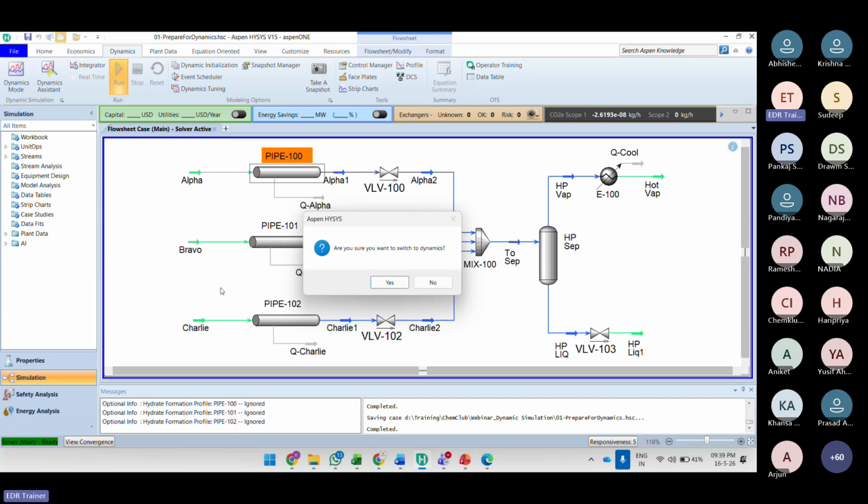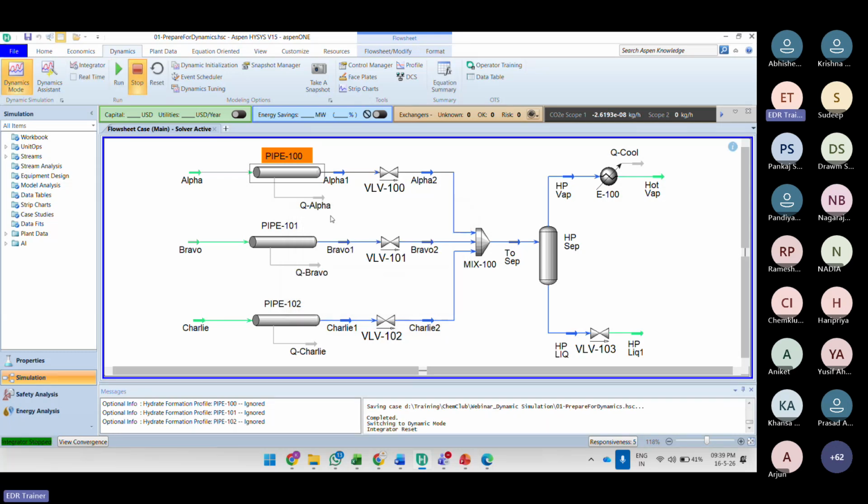Another thing is that, yes. So once you say yes, you are now in the dynamic mode. Now you cannot make any changes in the steady state. If you want to go into steady state, go to steady state and do that. Now you can see here, the run and stop button is now active.